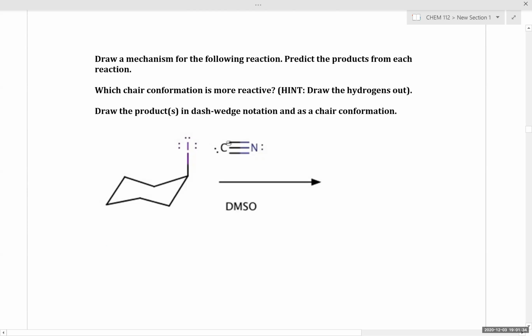Let's talk a little bit about some applications for explaining and rationalizing reactions. So I'd like us to draw a mechanism for the following reaction and predict the products from each reaction. As a bonus, we're going to try to predict which chair conformation is more reactive.